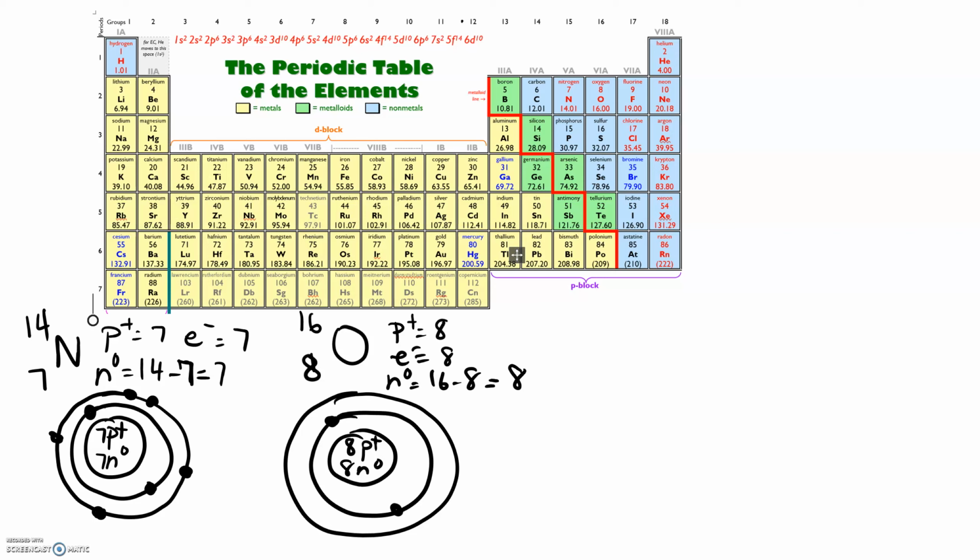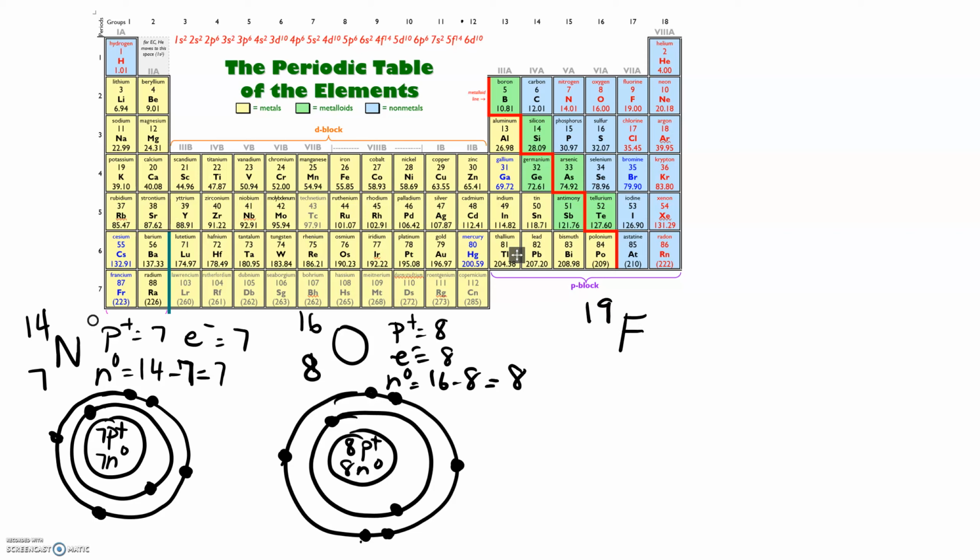1, 2. All right. And then you have a total of 8 electrons that we need to place. So I need to put a total of 8 dots. All right, so 1, 2, 3, 4, 5, 6, 7, 8. 8 dots, okay?